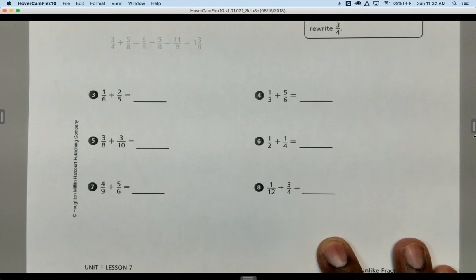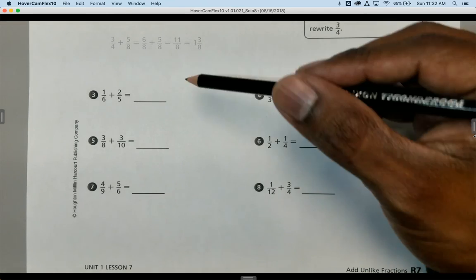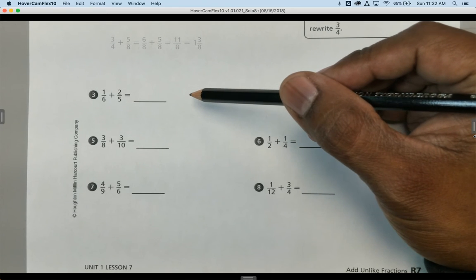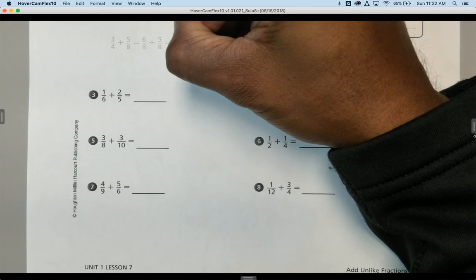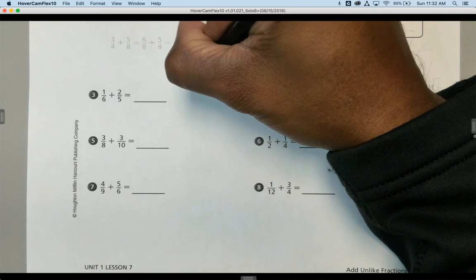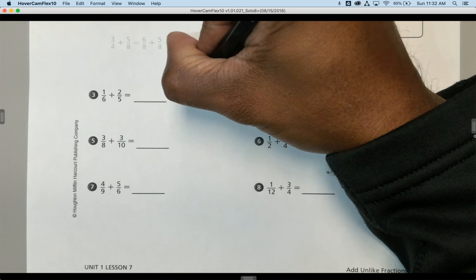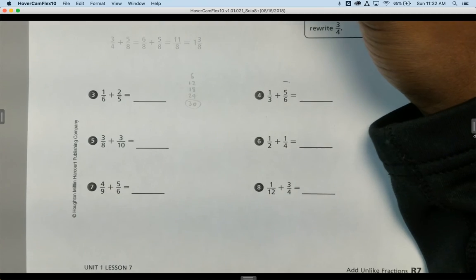All right, 1/6 plus 2/5 is our next problem. 6 and 5 are the denominators. 6 is the larger of the two denominators. Go through your multiples of 6 until you find one that works for 5. 6, 12, 18, 24, 30. Ding, ding, ding, ding, ding. 30 is our winner. Let's rewrite 1/6 as something over 30.